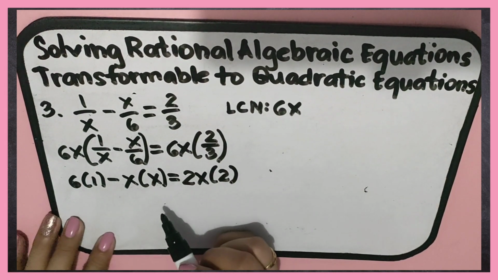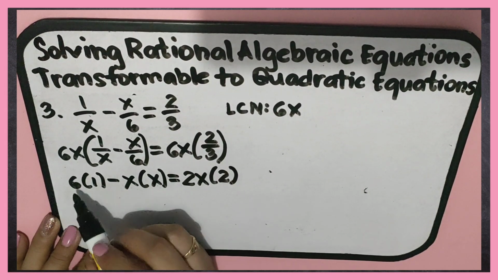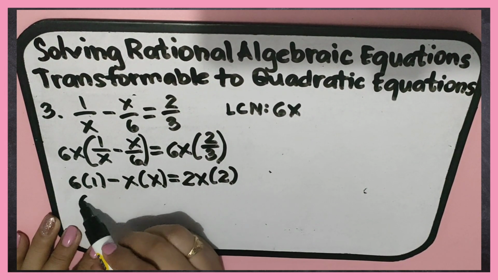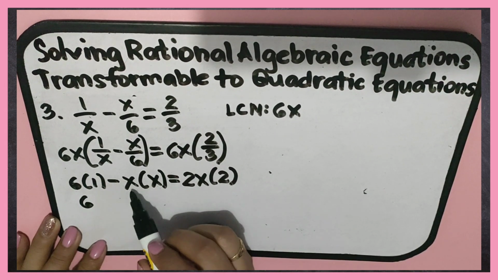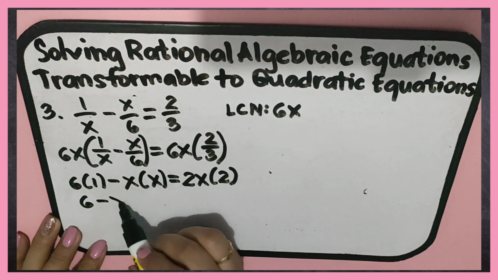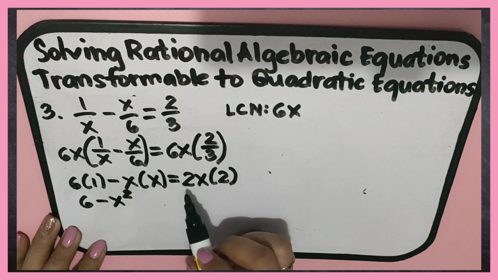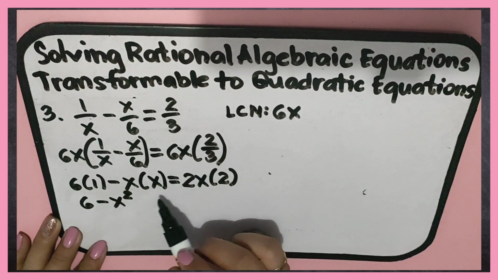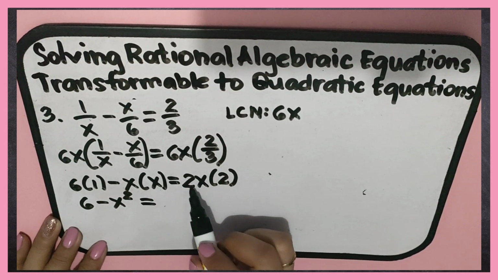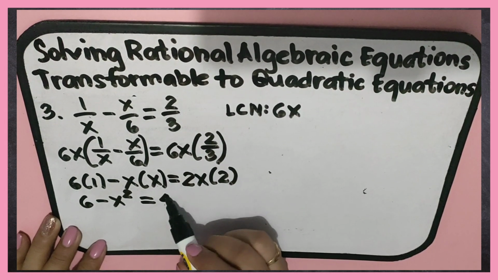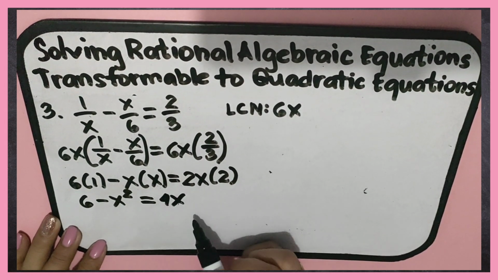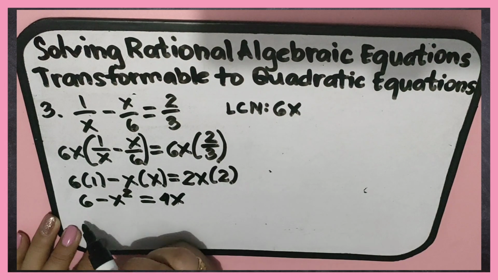And then after that, again, simplify the result. 6 times 1, we have 6. Then negative x times x is negative x squared. Then we have equal sign. 2x times 2 is 4x. Then let us write this equation into standard form.